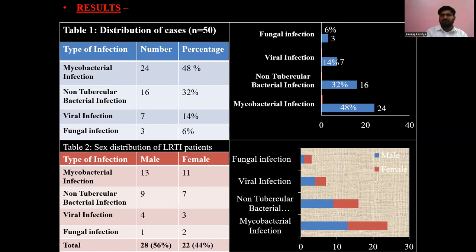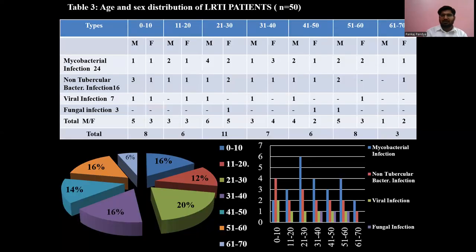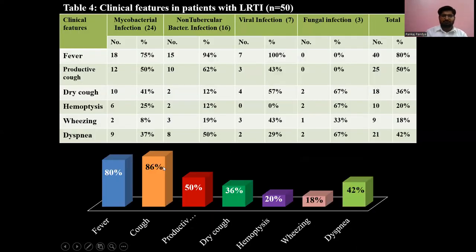Finally, a bar diagram is shown. Next, table number 3 shows the age and sex distribution of LRTI patients. LRTI is most common in the 21 to 30 age group, at 20%, and second most common in the 0 to 10 age group, at 16%. This pie chart shows the 20% in the 21 to 30 age group and 16% in the 0 to 10 years group.